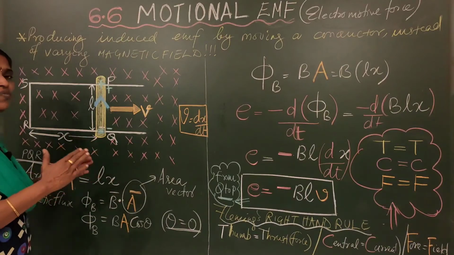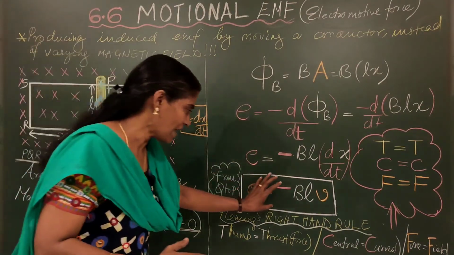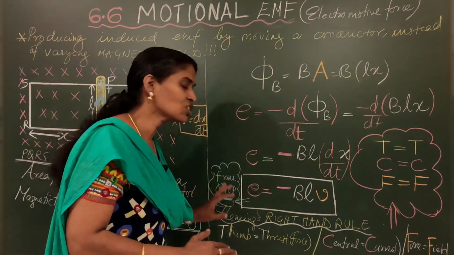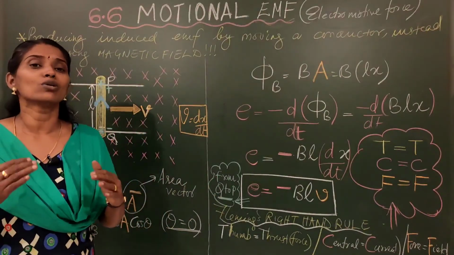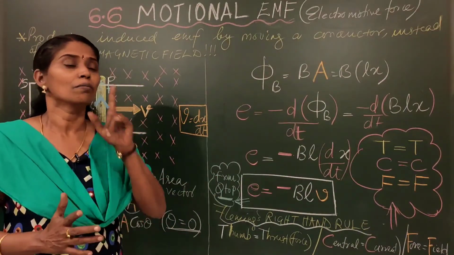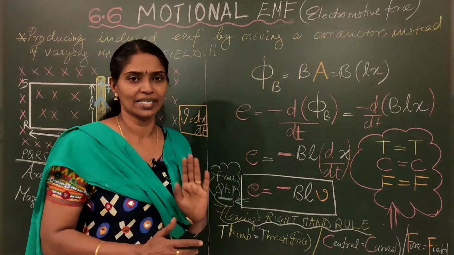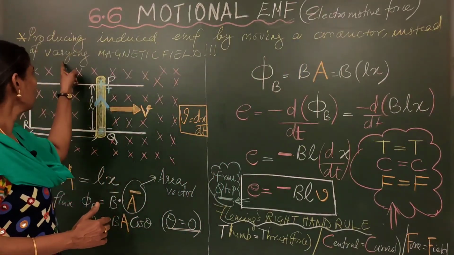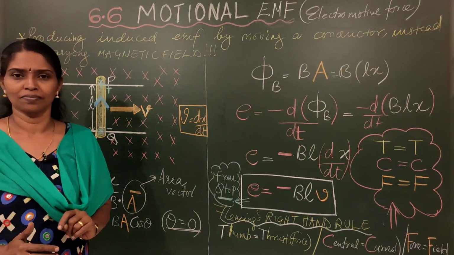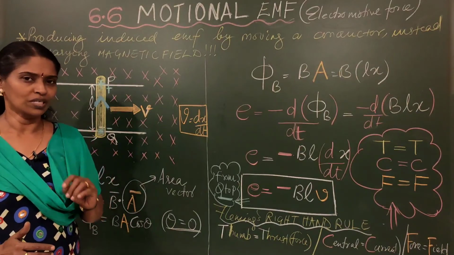So in this video we have discussed what is the magnitude, what is the direction of the induced EMF, and also how it is created by the motion of a conductor in a non-varying magnetic field. Clear? Hope it is clear for you.